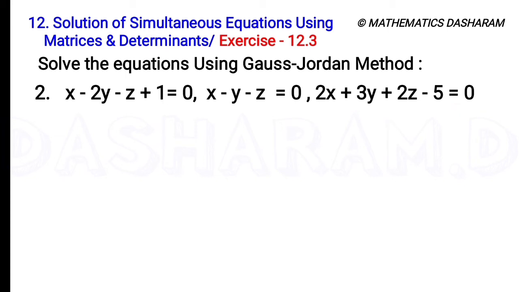Let's write the augmented matrix for the given system of equations. But before that, small changes here. In the first equation, x minus 2y minus z, the constant value should be on the RHS side, that is why here minus 1. The second equation is okay. And in the third equation also, 2x plus 3y plus 2z, the constant number goes to the RHS side, so 5. Now they are in the standard form. Let's write the augmented matrix now.